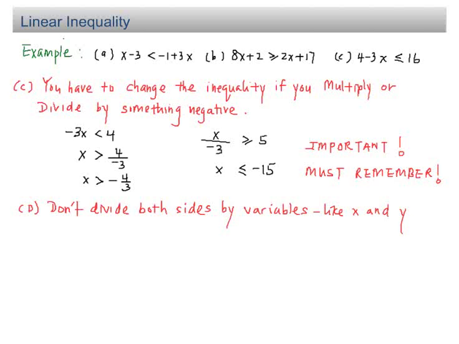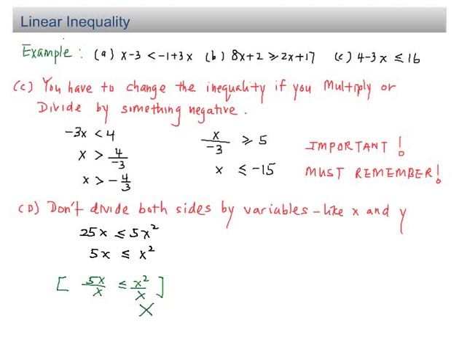The last important point here is don't divide both sides by a variable like x and y. Suppose that I have 25x less or equal to 5x squared. You can divide both sides by a number, for example 5, so 25x divided by 5, you have 5x less or equal to 5x squared divided by 5, you have x squared. The next step, you cannot divide both sides by x. You cannot change it to 5x over x less or equal to x squared over x. This is wrong. Make sure you don't do that.